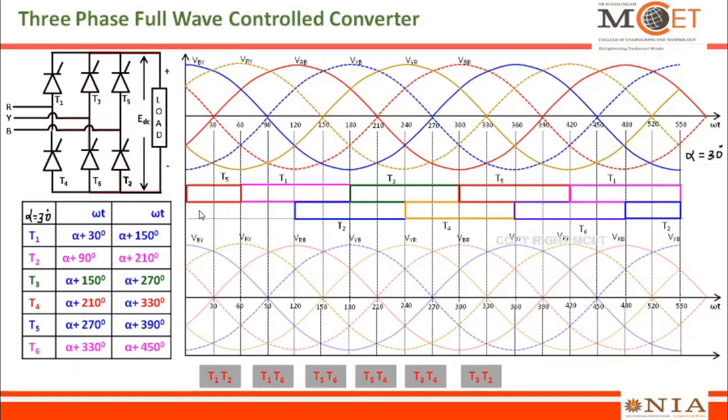So there are 4 boxes here. All these 4 boxes are for 30 degrees. So 120 degrees is completely occupied by T6. Now let us try to fill all these boxes with the corresponding numbers. T1 for all these 4.